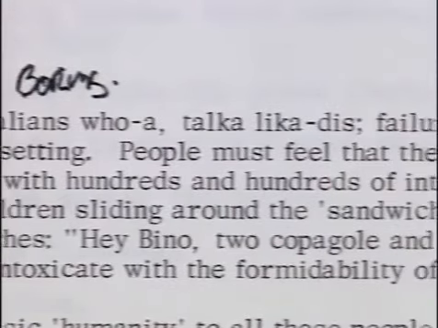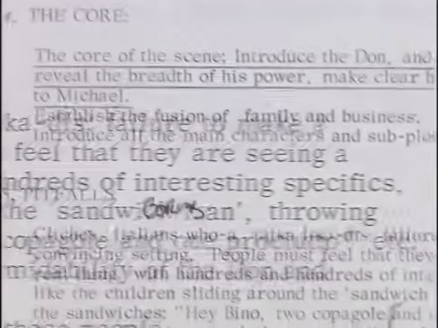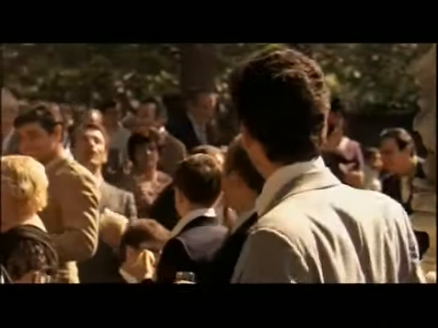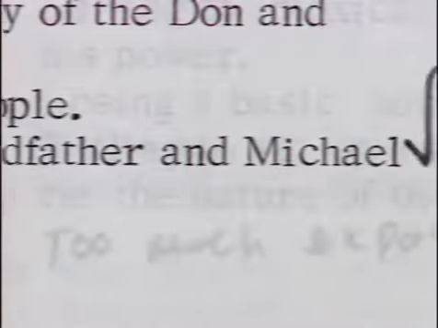What are dangers, things that you want to avoid, or dangers that you very easily could find yourself in? Clichés, Italians who would talk like this, failure to make a convincing setting, boring. People must feel that they're seeing the real thing with hundreds and hundreds of interesting specifics, like the children sliding around the sandwich man, throwing the sandwich. Hey Bino, two gabagool, one prosciutto. Losing a basic humanity to all these people, failing to set up a tension between Godfather and Michael, too much exposition. And I went through the book again.